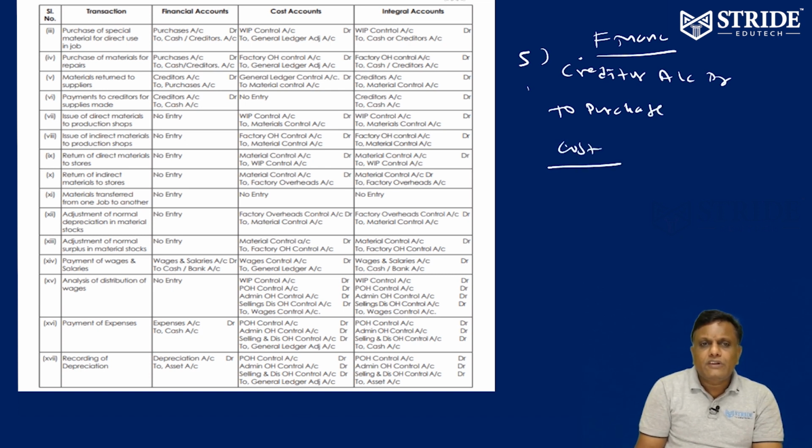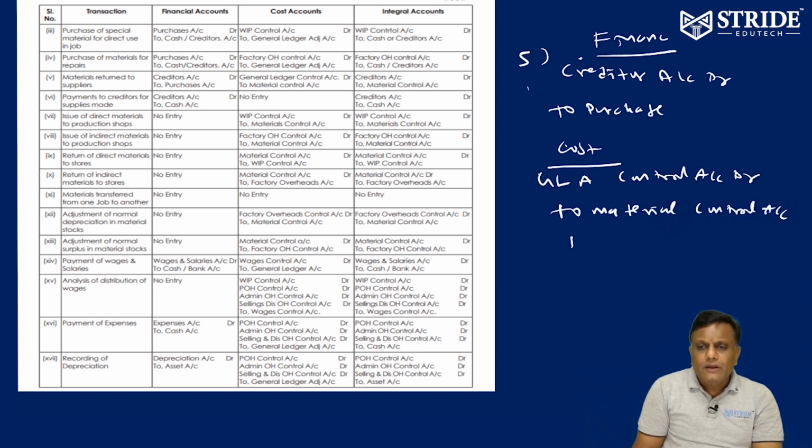In the cost books, reverse entry. So we have seen already, material control to general ledger earlier. Now reverse entry. GLA control account debtor to material control cost. Next transaction in integral books.